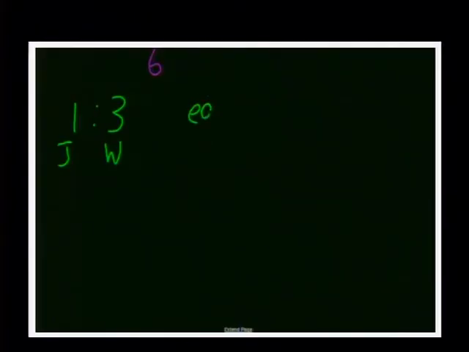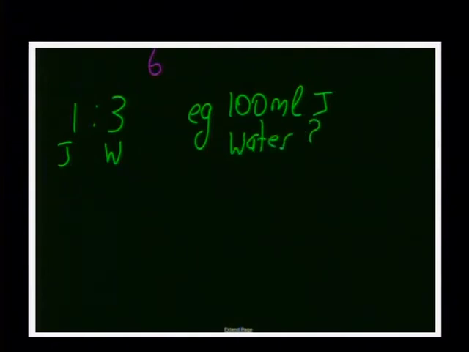But it doesn't matter what that part is. It can be 1 cup of juice to 3 cups of water. It can be 1 liter of juice to 3 liters of water. That's what is so wonderful about ratios, is we're not dealing with a specific unit. So let's look at an example now. If I had 100 mils of juice, how much water do I need? So let's make it water, and that's my question mark.